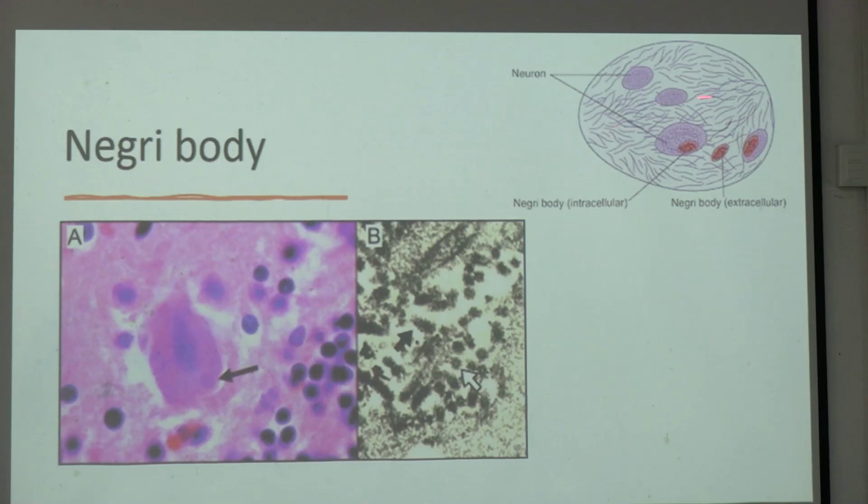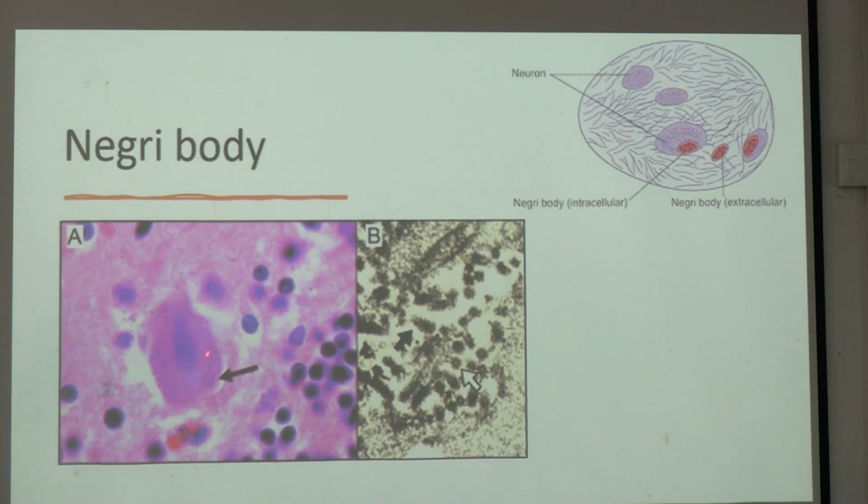You see, this is a neuron. Okay, this is a neuron. এই যে এগুলো cut section. Okay, histopathological smear, histopathological slide. নিউরনের মধ্যে দেখো Negri body রয়েছে, and this Negri body is called intracellular inclusion body.